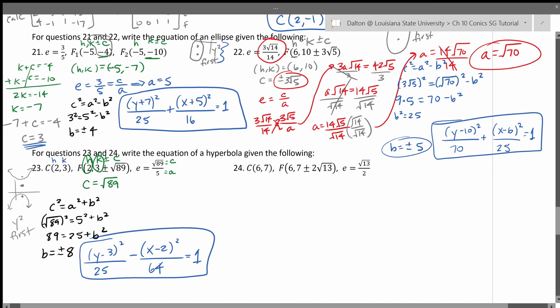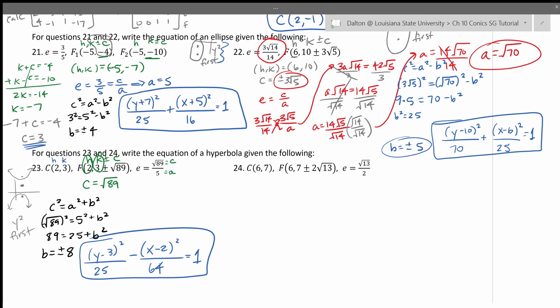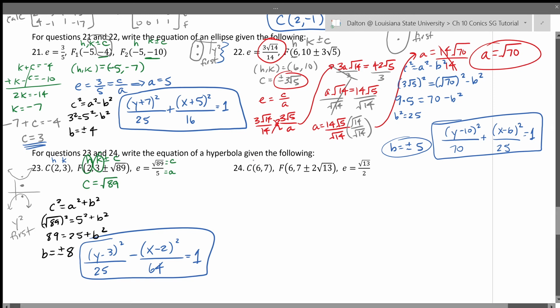Okay, last one like this, number 24. The center point is 6, 7. So again, that's half the battle. I already gave you h and k. The focus is 6, 7 plus or minus 2 square roots of 13.